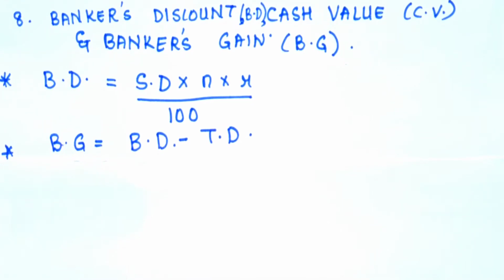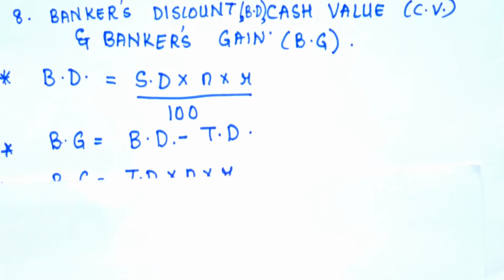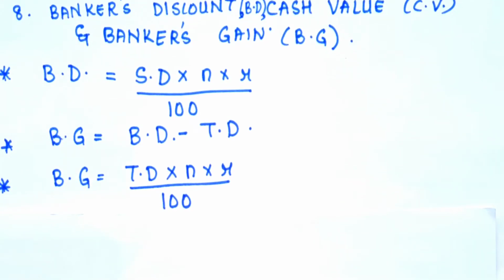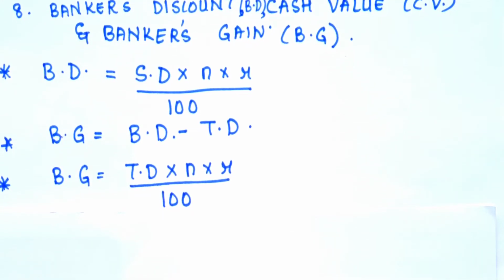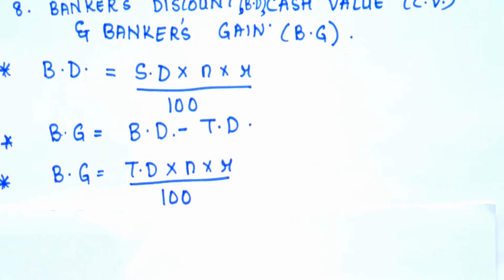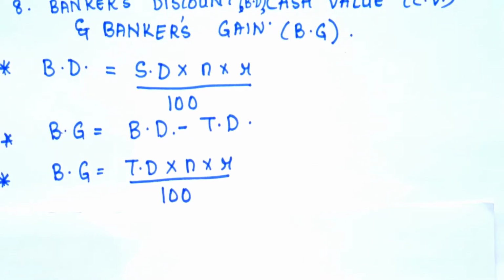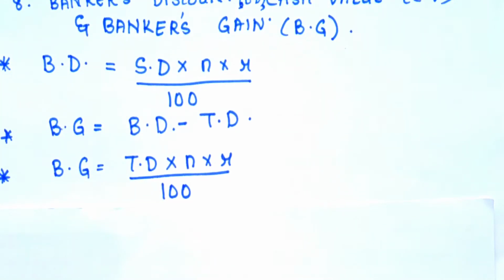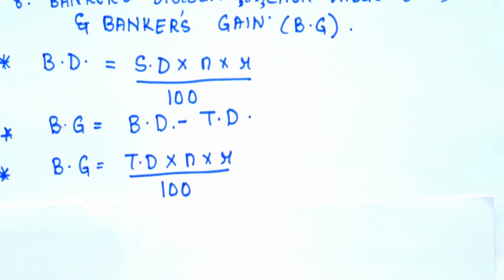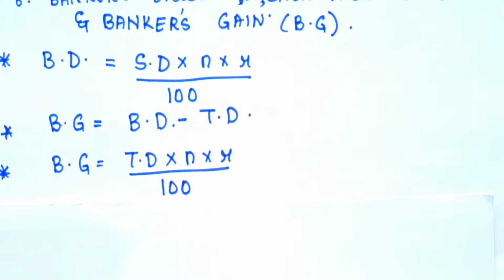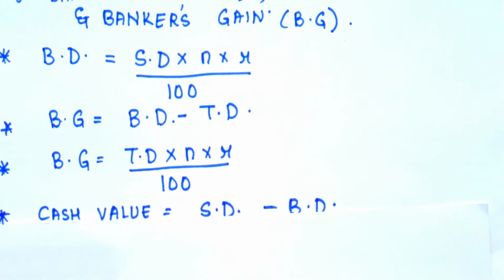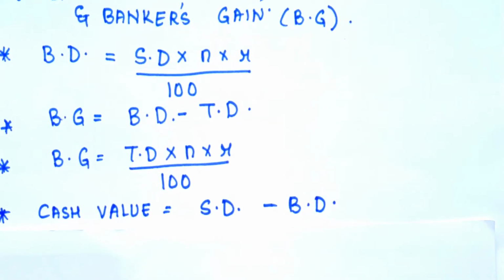Next, banker's gain is equal to banker's discount minus true discount. And what is banker's gain? It is the interest on true discount. The formula remains the same. It's the formula of simple interest. You just replace the principal by sum due for banker's discount, and you replace the principal by true discount for banker's gain.